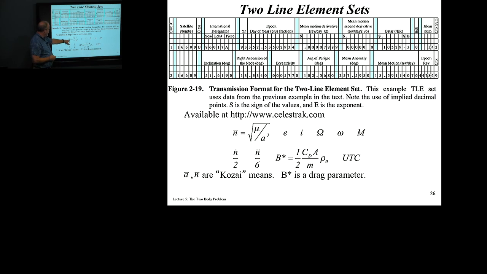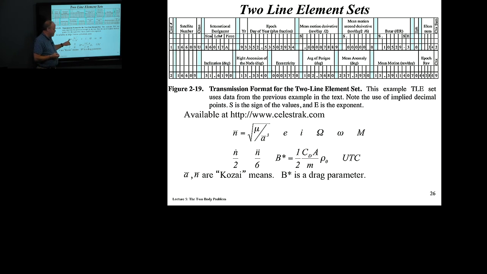But you get the mean motion. From the mean motion, you can compute the semi-major axis. They give you eccentricity, inclination, right ascension of the ascending node, argument of periapsis, mean anomaly. These extra terms, they also give you the time. These other terms down here are related basically to drag. And so we haven't really introduced the concept of drag yet, so we'll get to that later.